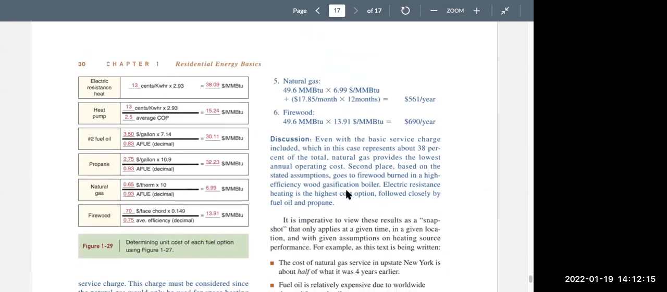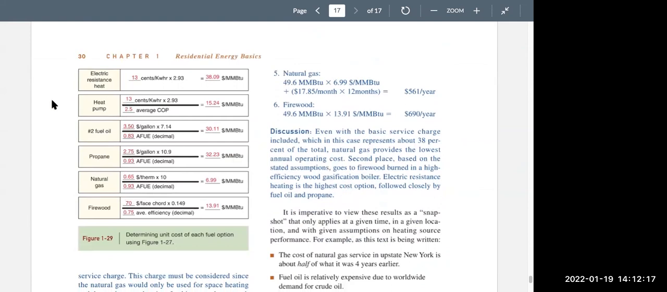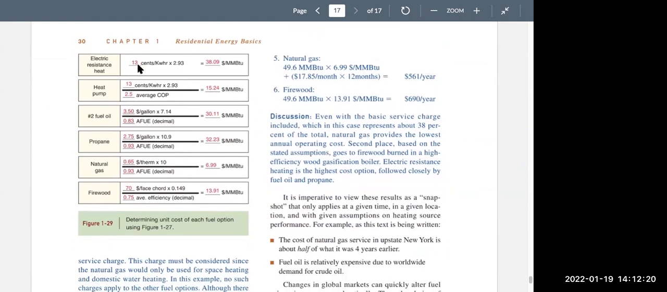So let's take a look. So now they take their numbers and they put, we know 13 cents is going to be too much. So $38 per million BTUs. Heat pump is still at 13 cents, but it's going to be much more efficient to run a heat pump instead of electric resistance heat. So that's at 15.24. We know fuel oil is going to be high, so fuel oil is not a very good option. Propane depends on the price per gallon. That could be, or it might not be, it's volatile.